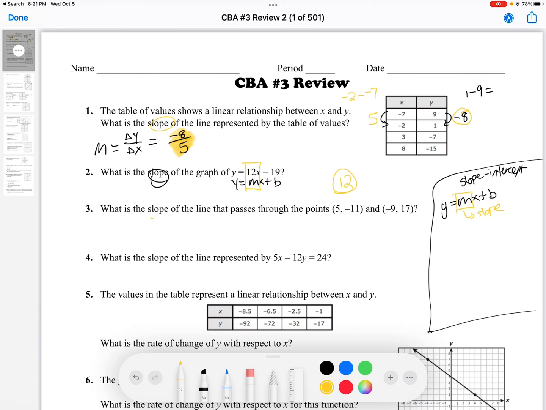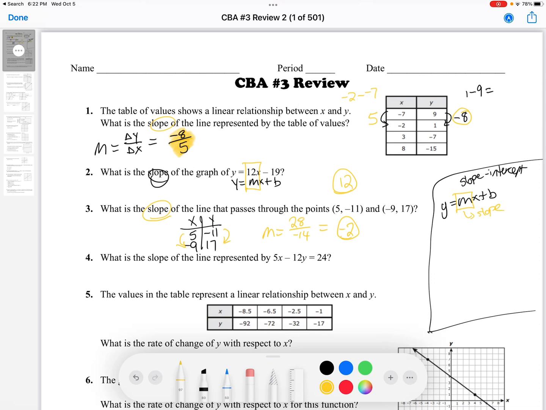And number 3, what is the slope of the line that passes through these points? So it gave us points. Whenever you're given points, just put it in a table. XY table. This is how we write a point in a table, because I've seen some of us do it incorrectly. 5, -11, and then -9, 17. Then you find your change in y and divide it by your change in x. So the change in y is 28. The change in x is -14. When you divide it in your calculator, you get -2.